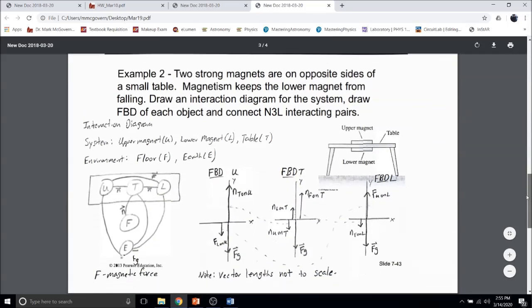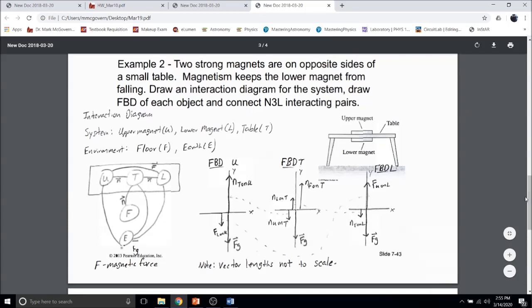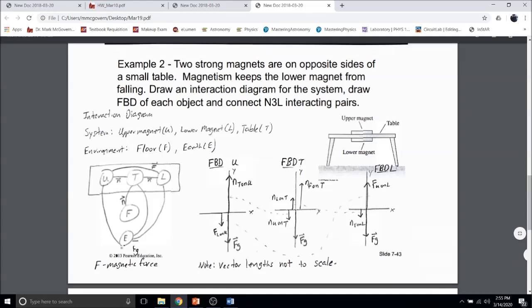All right, so start on the left here. We have our interaction diagram, and we have our system. Our system consists of three objects: the upper magnet, the lower magnet, and the table. And the environment is all the things that are in contact with the parts of the system, and that's the floor and the Earth. All right, so we're going to draw three circles: upper magnet, table, lower magnet, and indicate the system.